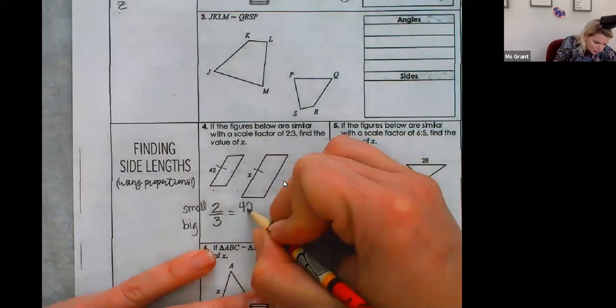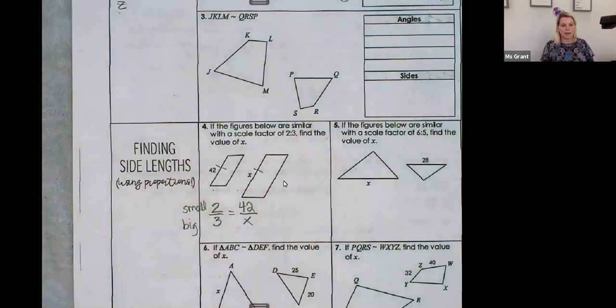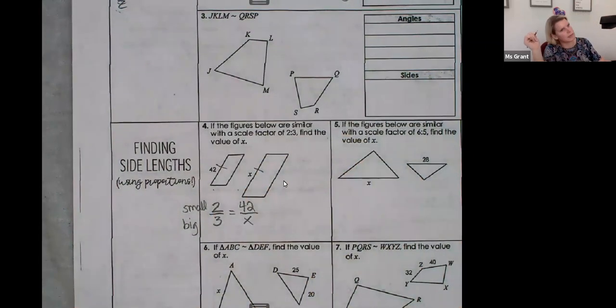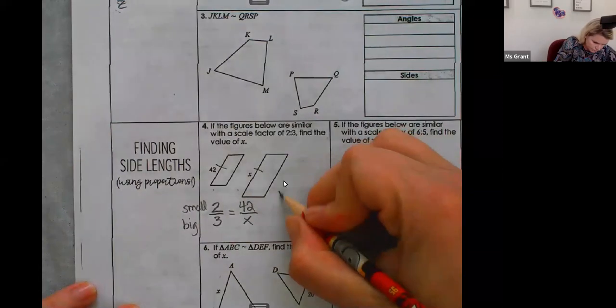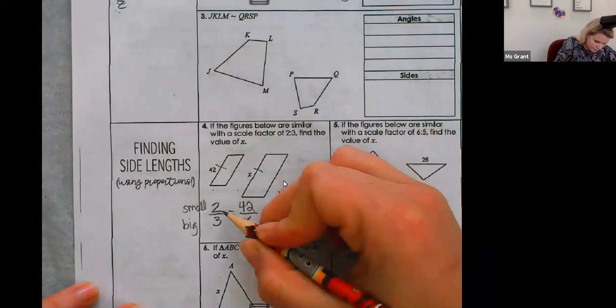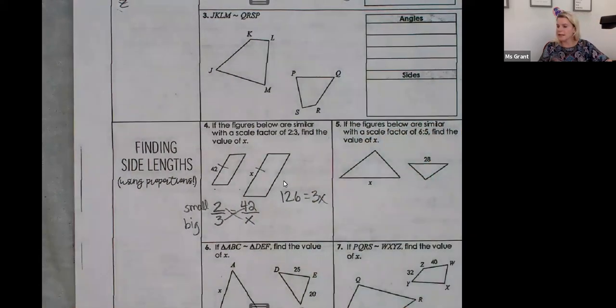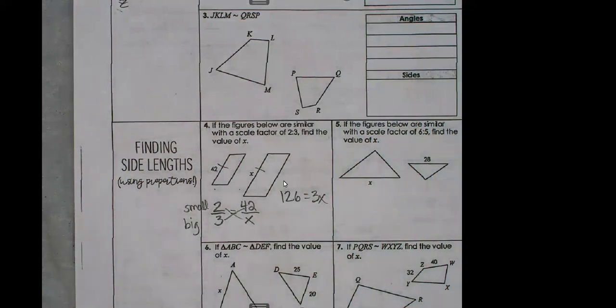Equal, set it up as a proportion, 42 over x. Order matters, 2 over 3, 42 over x. Okay. 42 times 3, 126 equals 3x. Cross multiply. Divide both sides by 3. What do you get? 3 goes into 12 and 3 goes into 6. So it should be a real quick division problem. 42. Thank you, sir.